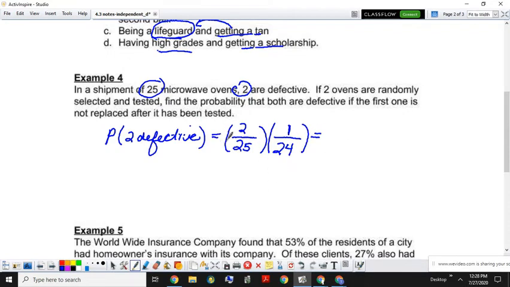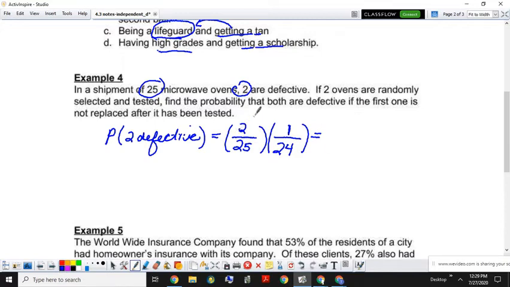Let's go back over that again. I have a total of 25 microwaves. I pull one out. I want both of them to be defective. So if I pull a defective one out, the first chance of pulling a defective is 2 out of 25. I'm not going to put it back. I have 24 microwaves left sitting there. And now I pulled 1 defective out, so I only have 1 left in there. All right, so you can simplify whichever way you want to.